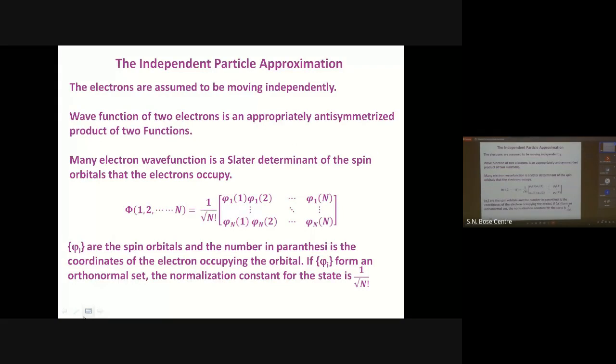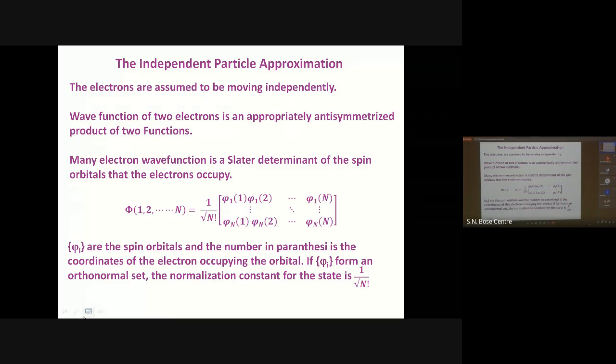Well, what is the independent particle approximation? The independent particle approximation assumes that the electrons move independently of each other, which means the probability of finding an electron at one point is independent of the probability of finding another electron at another point. So you can multiply the two probabilities to get the joint probability of finding electron one at one point and electron two at another point. And the many-electron wave functions are thus products.